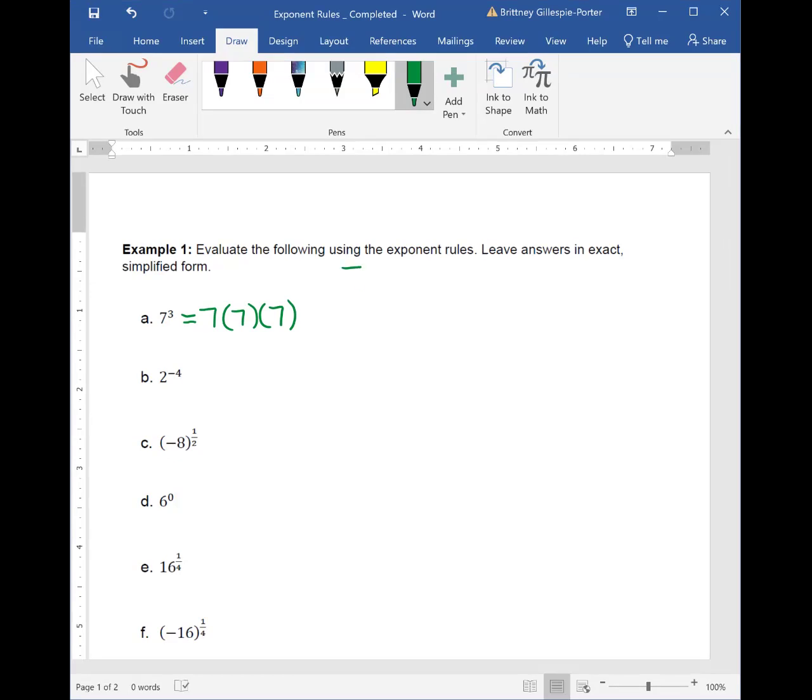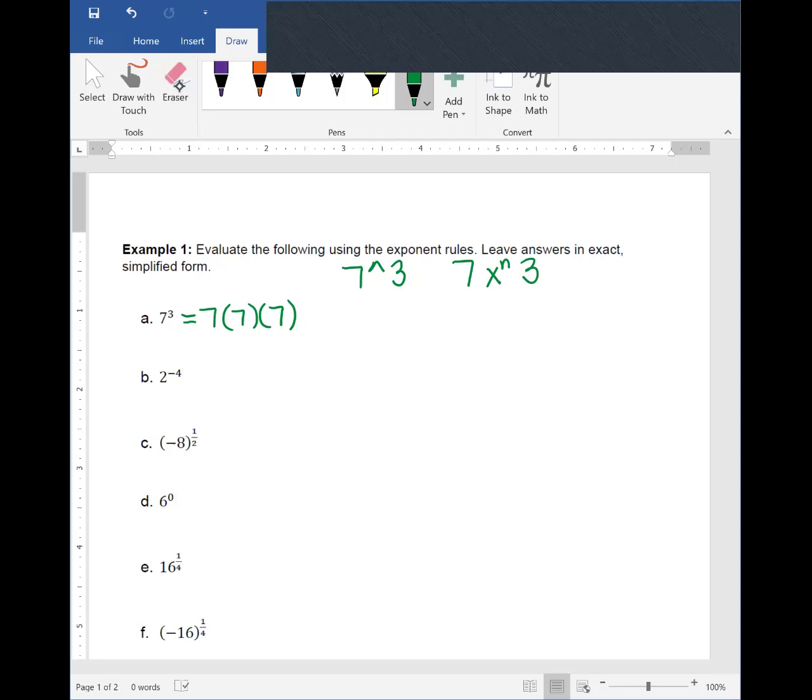If you do 7 cubed in your calculator, some of them have the exponent button. Some of them, like I just wrote up here, will make you do 7, then x to the n, and then 3. Any one of those could show up in your calculator, but we're going to do 7 to the third, and you should get 343 as your answer.